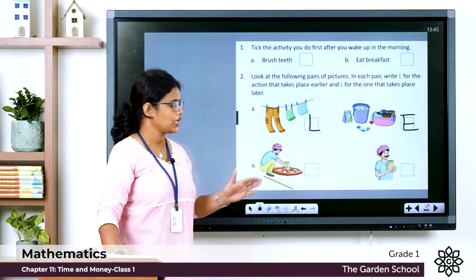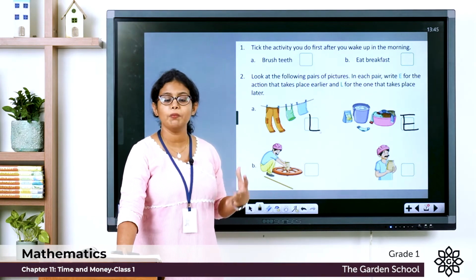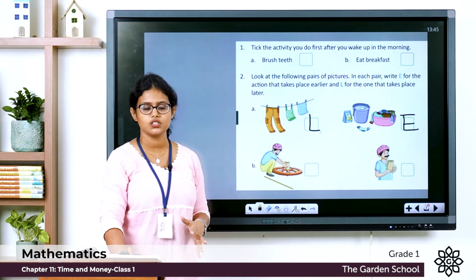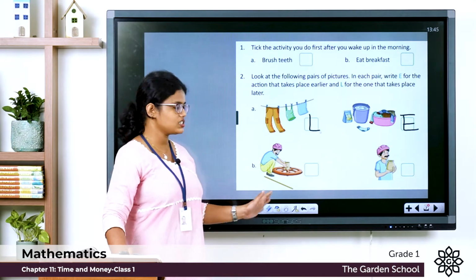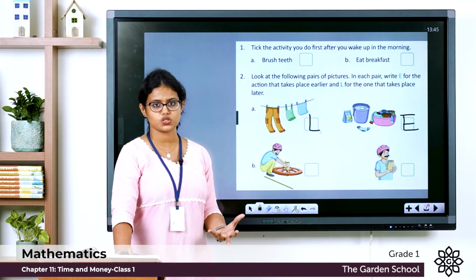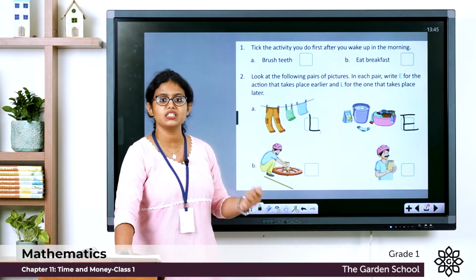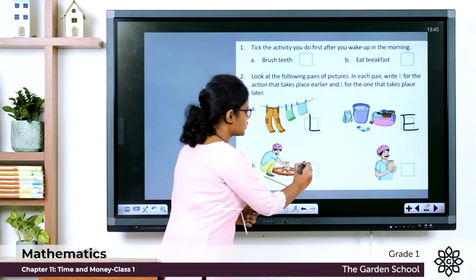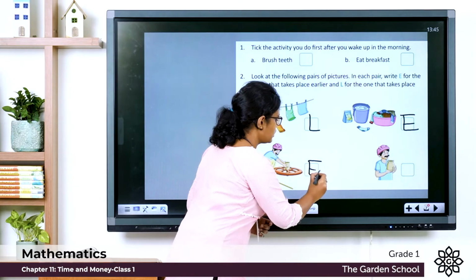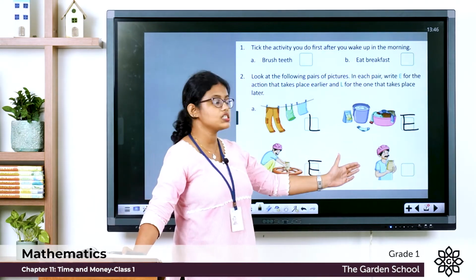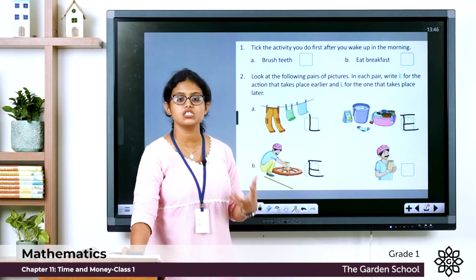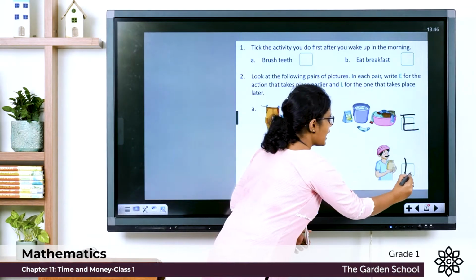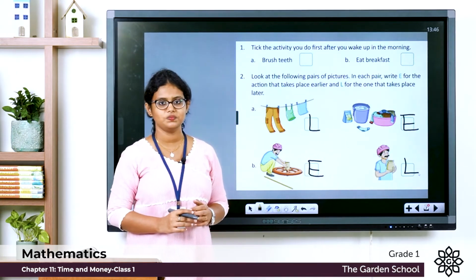One more example. Here you can see a man is making a pot. Here you can see the pot is ready. So which happens first? First, the man makes the pot. So here you can see he is making the pot. So this happens first. So it is earlier. So you can write E. So after that, the pot is done. After that, the pot is completed. So it happens later. So it is L. So you can write here L.